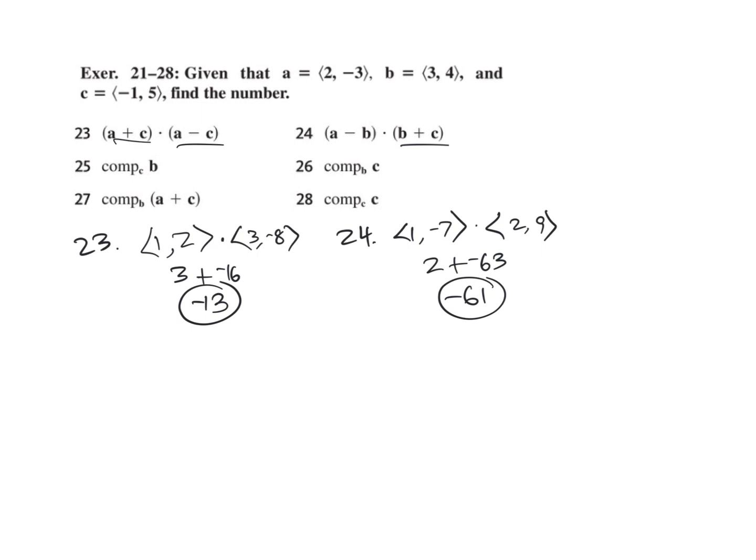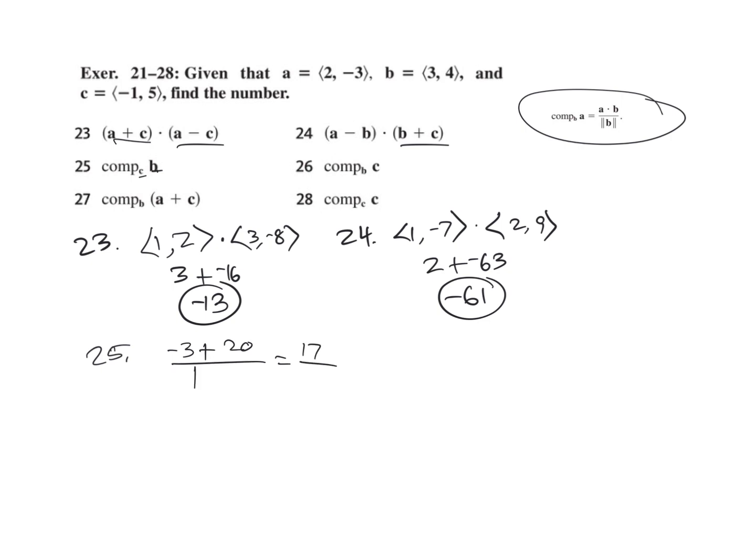Now, the component of b onto c in our formula up here. So we want b onto c, so we need the dot product of b and c. So the dot product of b times c is 3 times negative 1 is negative 3, plus 4 times 5 is 20. So that gives us 17 over the magnitude of b. The magnitude of b is the square root of 9 plus 16, which would be 25, or 5.